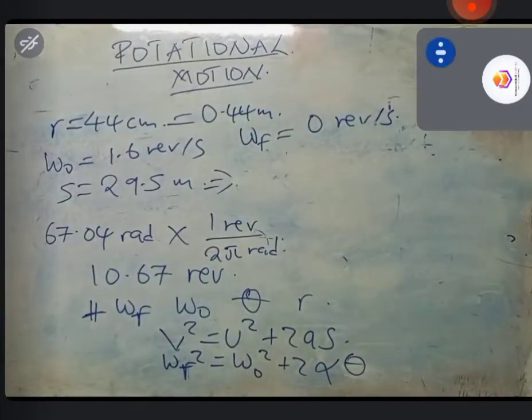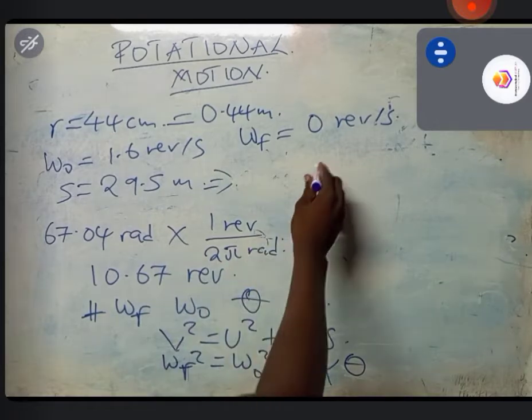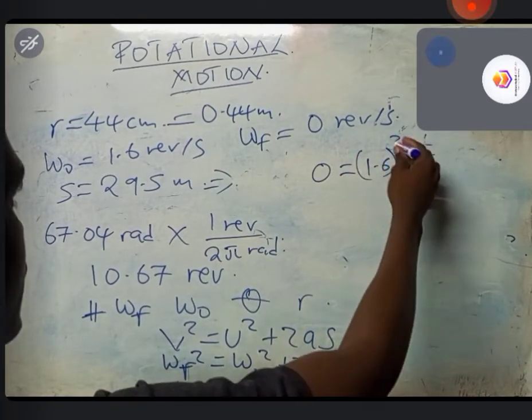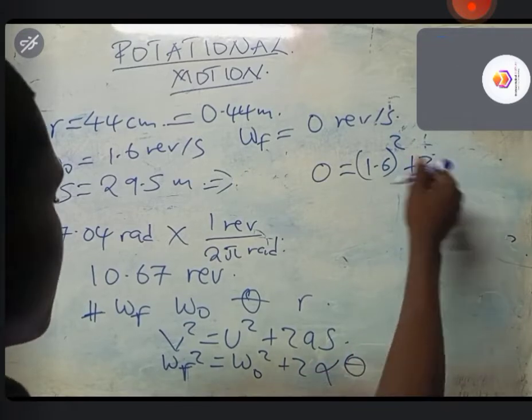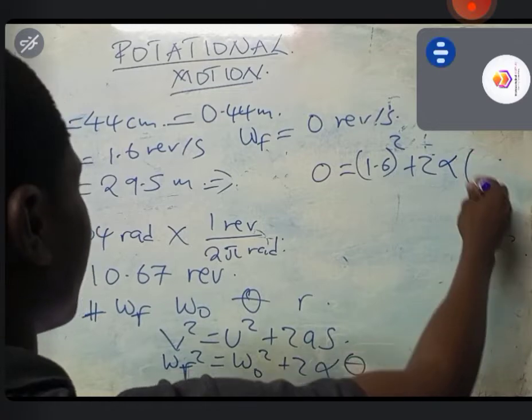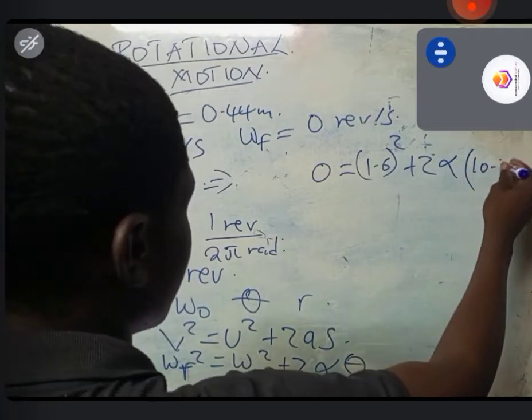So what are we trying to find? Acceleration, right? We can make it the sum. Okay, we can substitute. The final is 0. The initial was 1.6, so squared. We don't know the alpha. That's what we're trying to find. The angular displacement was 10.67.